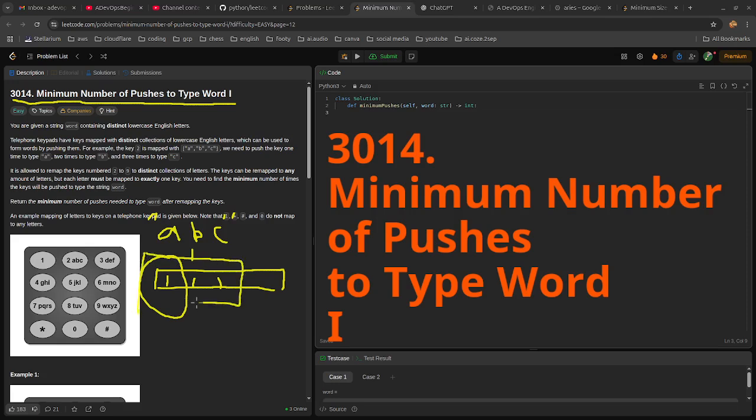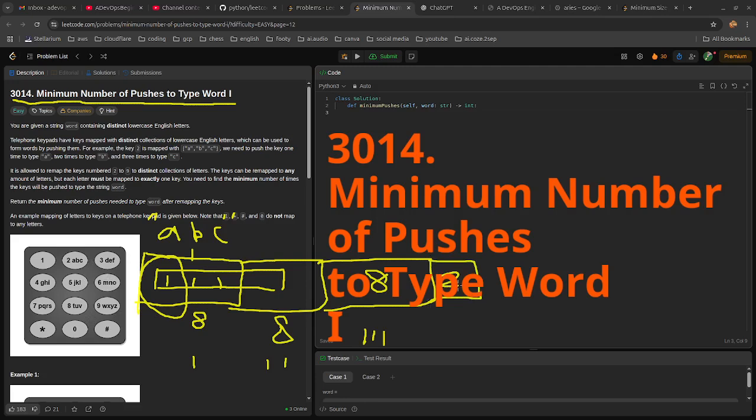And it is possible that we can do it this way for 8 characters because there are 8 numbers. But for the next 8 characters, we have to push it twice. In the third batch of the next 8 characters, we have to push it 3 times. And there are going to be 2 extras. We have to push those 4 times.